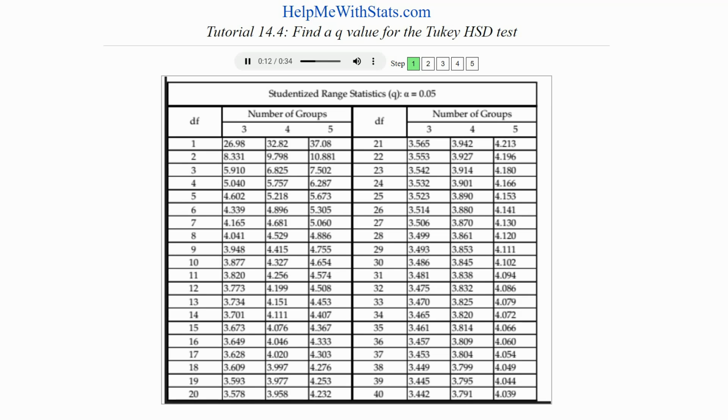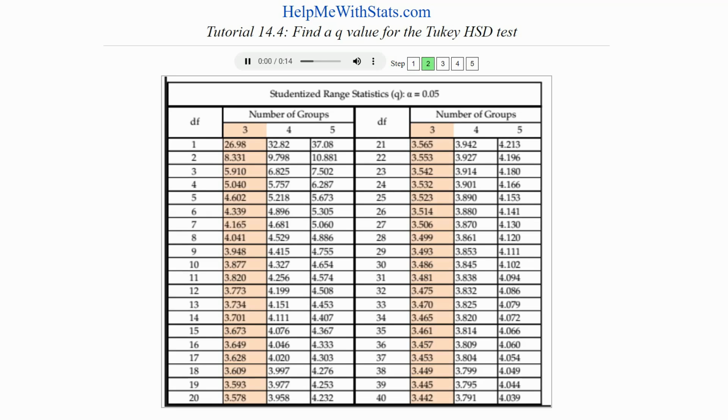Note that the columns indicate the number of groups in the experiment, not the degrees of freedom, which the critical F table uses. The rows indicate the critical Q values by degrees of freedom in the denominator term of the F ratio. For a single factor independent measures ANOVA, the denominator degrees of freedom are the within group degrees of freedom.